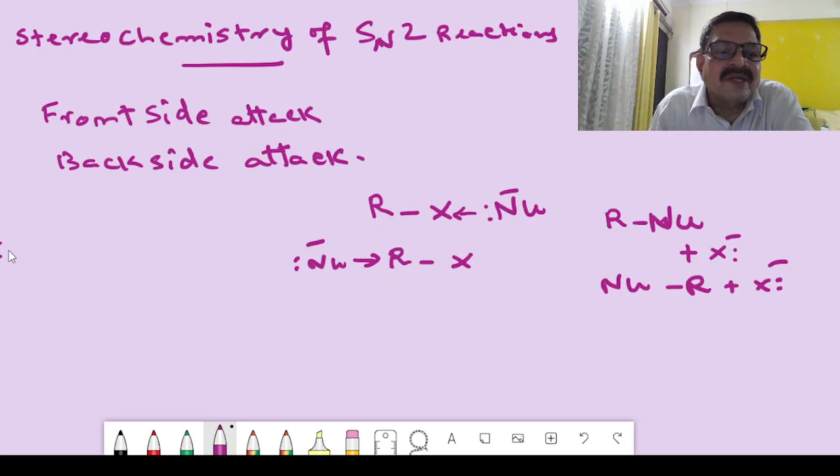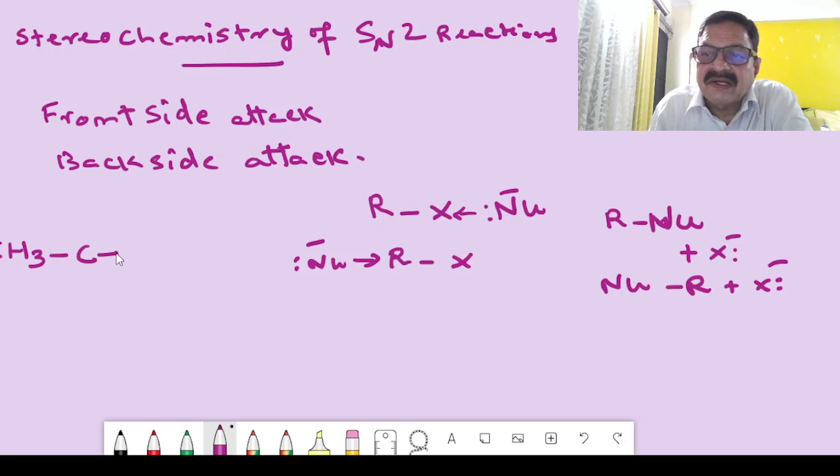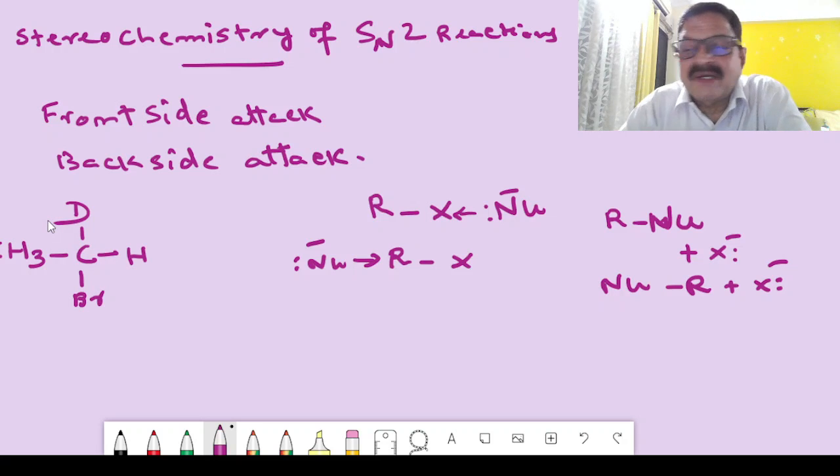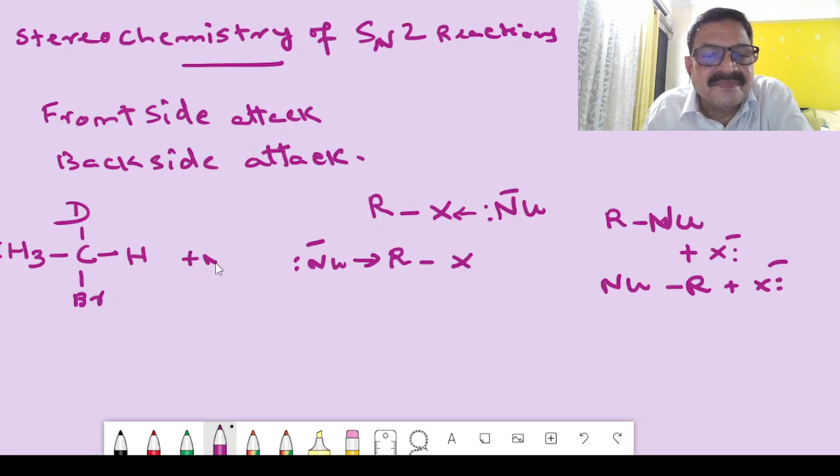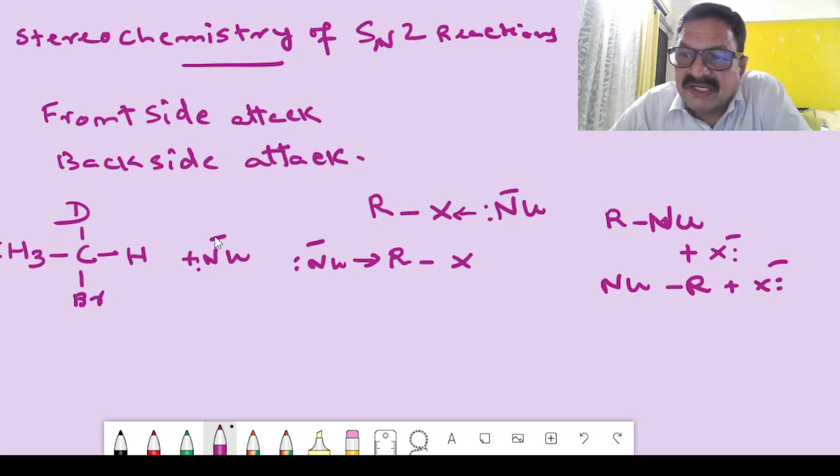So we will consider a compound like this, say a methyl group, with an asymmetric center here. We can consider hydrogen, then another group, bromine, then we can put a deuterium, an isotope of hydrogen. So this is an asymmetric center, and it is reacting with a nucleophile. Let us analyze here. The leaving group, bromine, is bonded to a carbon atom which is a stereogenic center, that is, an asymmetric carbon bonded to four different groups.